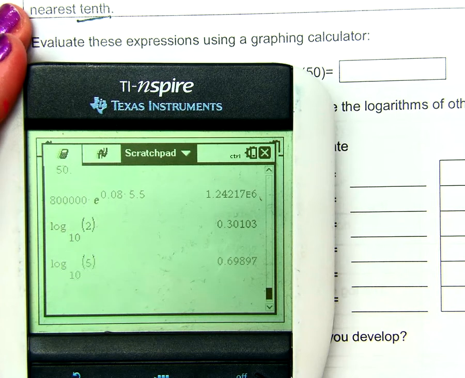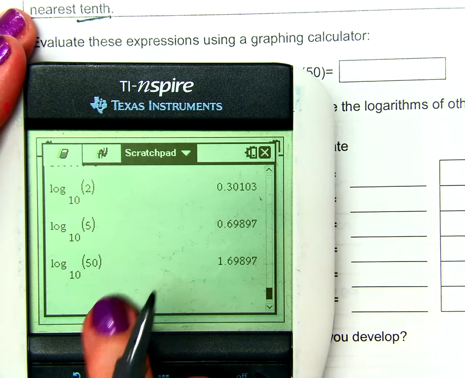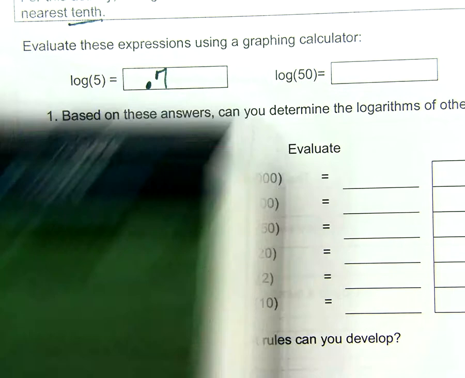Okay, so log of 50. See, it put the 10 in there for me this time. What is log of 50? 1.7.